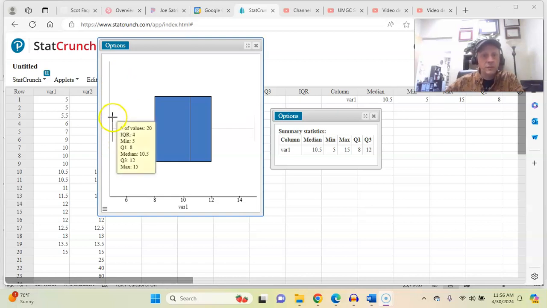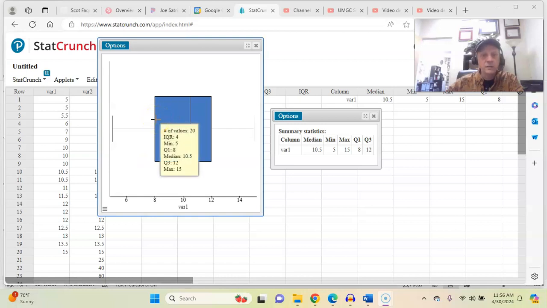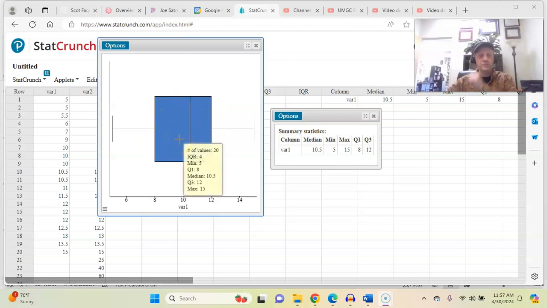But basically we use vertical tick marks for these 5 numbers. So this one represents the minimum, which is above 5. And then we have our first quartile at 8, the median at 10.5, the third quartile at 12, and the maximum at 15. And then just as a visual aid, we enclose this heart of the data in a box between the first and third quartiles. And then that shows you where, again, the central half of the data is located.